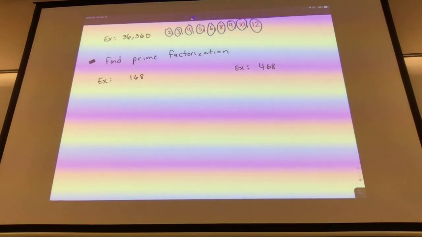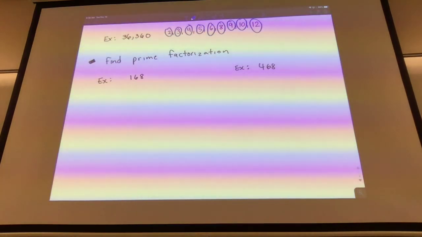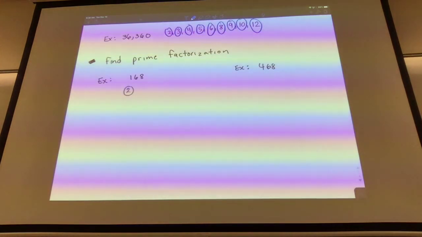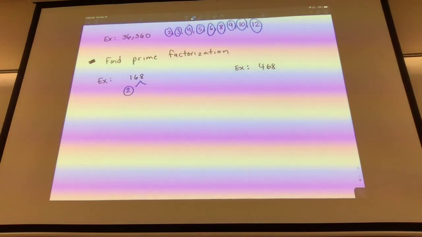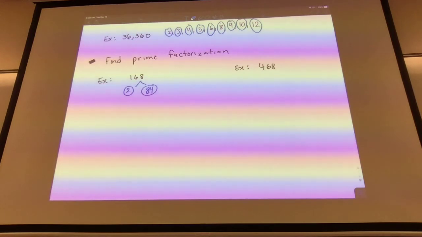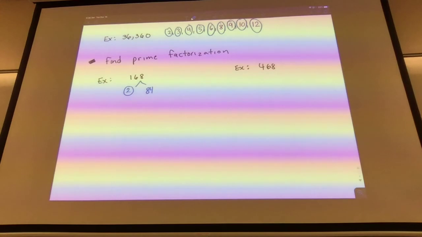So prime factorization, now we're just going to do a factor tree, and this is something that you've done before. So 168 is an even number, so I'm usually just going to start with 2, and 2 times what gives you 168? You can divide right there, and that's going to be 84, right? 2 times 84. 2 I'm going to circle because it's prime and it can't go any further.